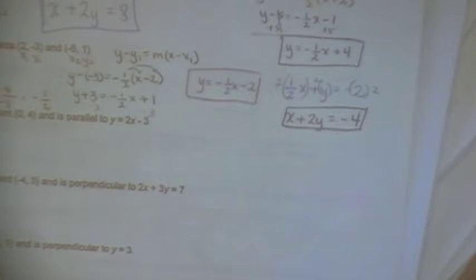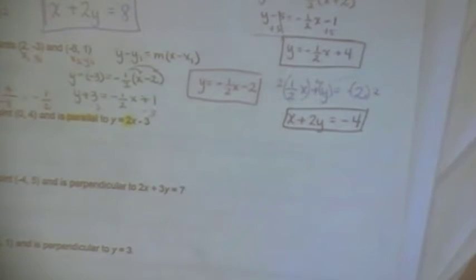So far so good? Okay. Next, it says contains point (0, 4) and is parallel to y equals 2x minus 3. Now first of all, (0, 4): anything special about that? It's a y-intercept. So they actually gave me the y-intercept and they gave me the slope because it said that this is parallel. And remember, parallel lines share a slope. So it's parallel to this slope too. So I have my slope and my y-intercept. So this one's super easy.